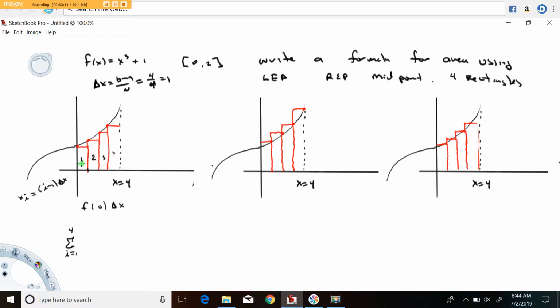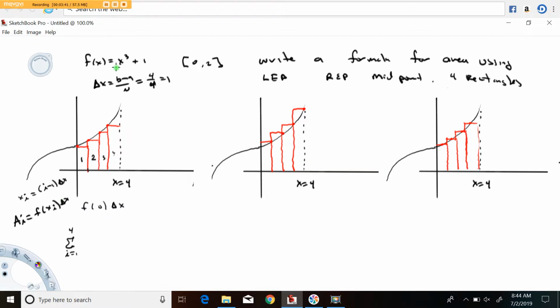For i equals 1, the first rectangle, 1 minus 1 is 0. That gives us this one. For the second rectangle, i is 2. 2 minus 1 times delta x gives me that one, and so forth. Keep in mind that our delta x is equal to 1. So the area of the ith rectangle, and I want a formula that's good for any one of these, is going to equal the function value evaluated at x sub i times delta x.